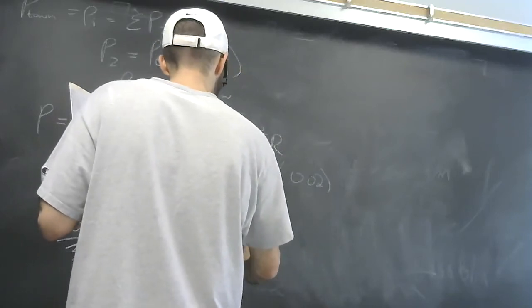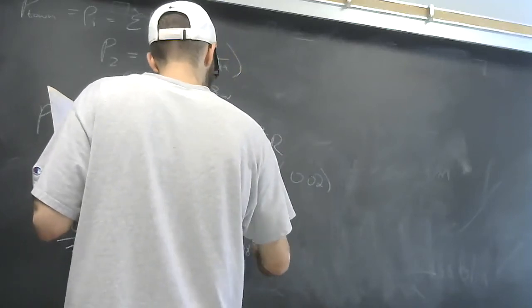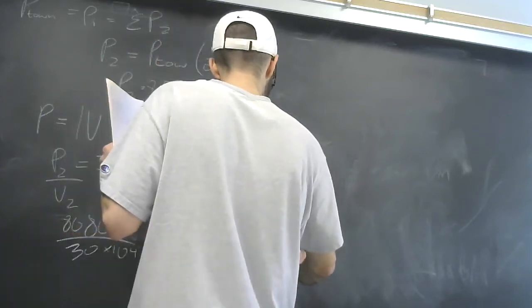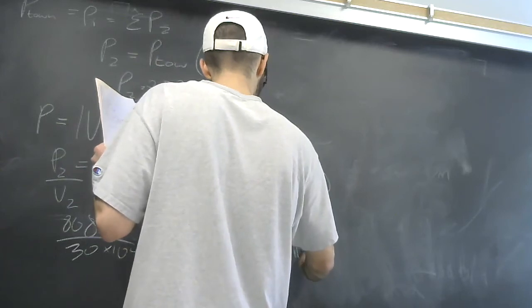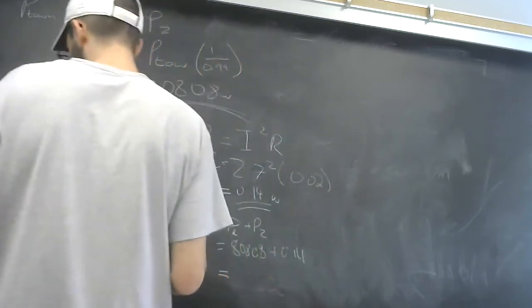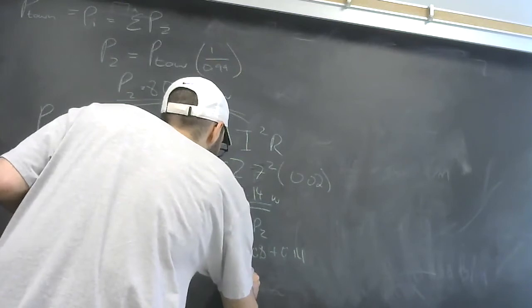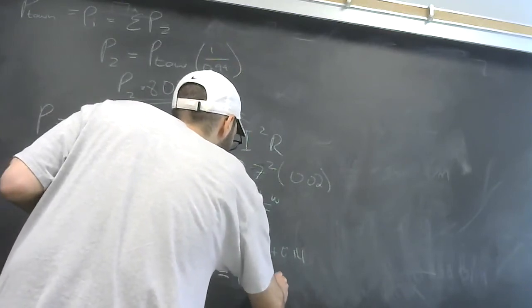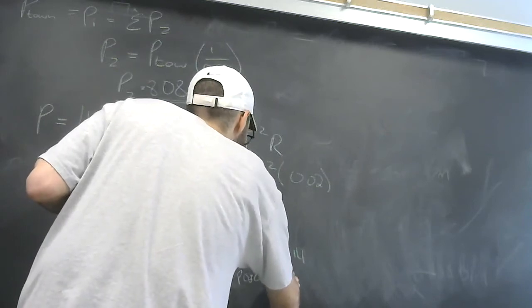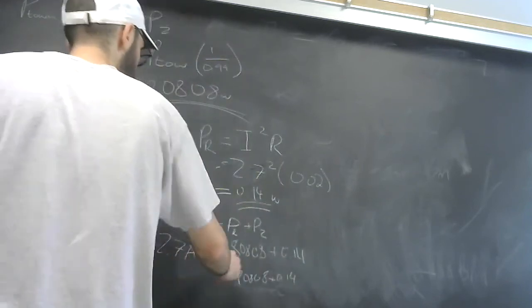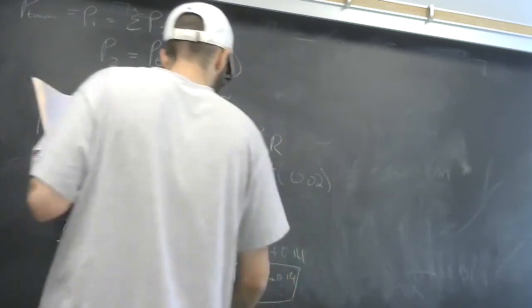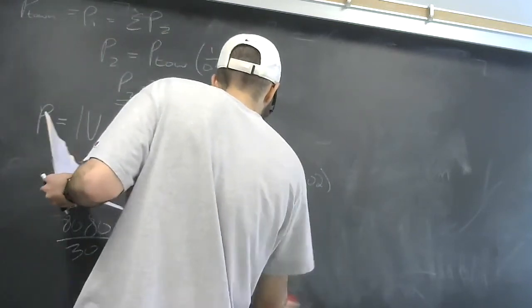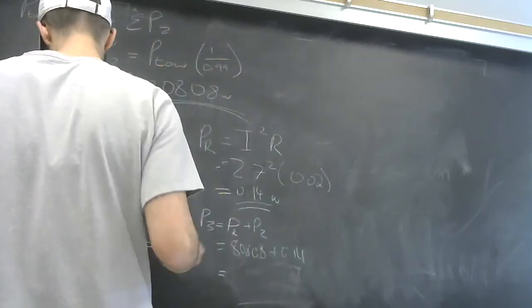That's that 80,808 plus 0.14, which equals, all right. Oh, wait, that's not. We need to first find that P of the generator, right?